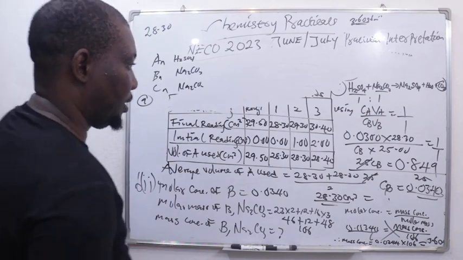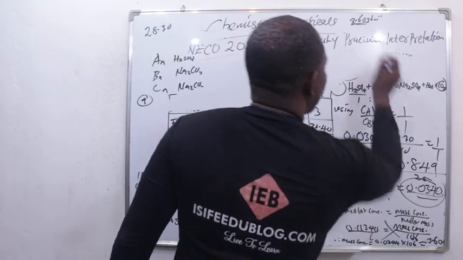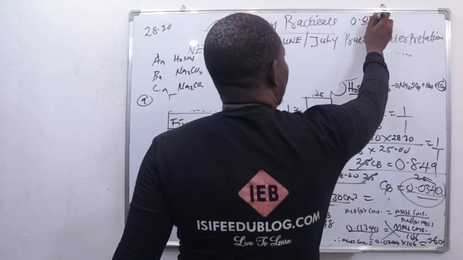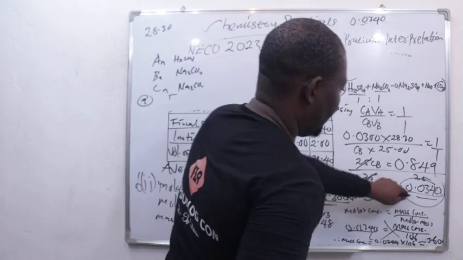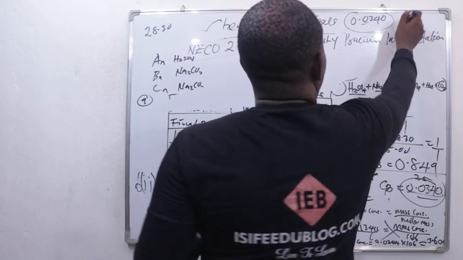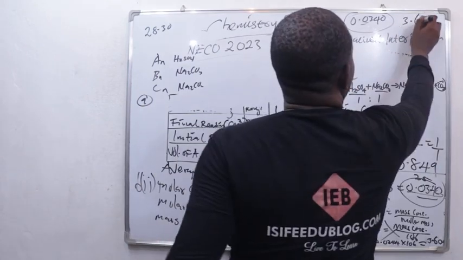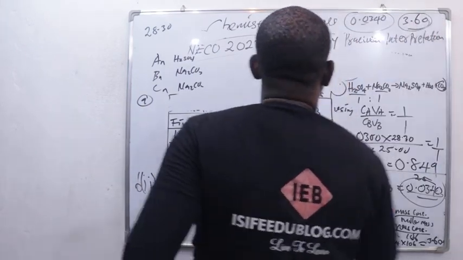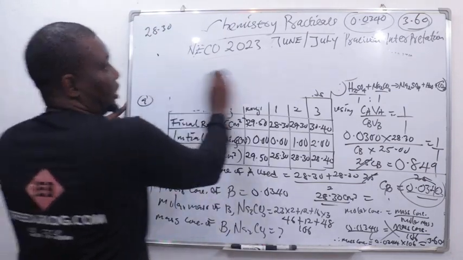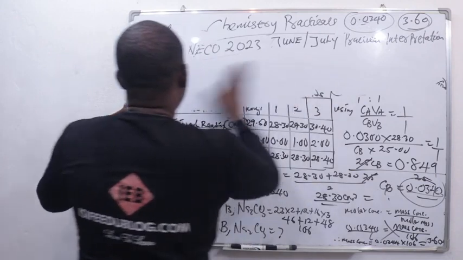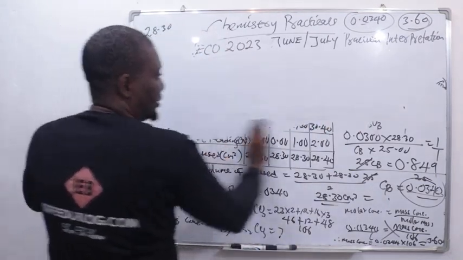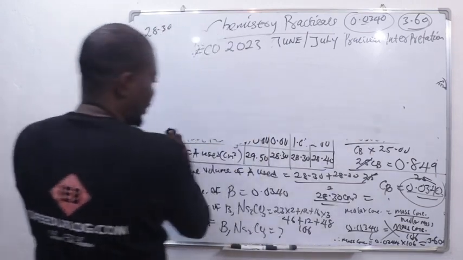I'm going to actually use this. Let me write the figure here. 0.0340, that is the molar conc of B. I can also use 3.60, that is the mass conc of B, to solve the volume of carbon dioxide. These are the only information I need for now. Now, let's find the volume of the gas evolved during the reaction.